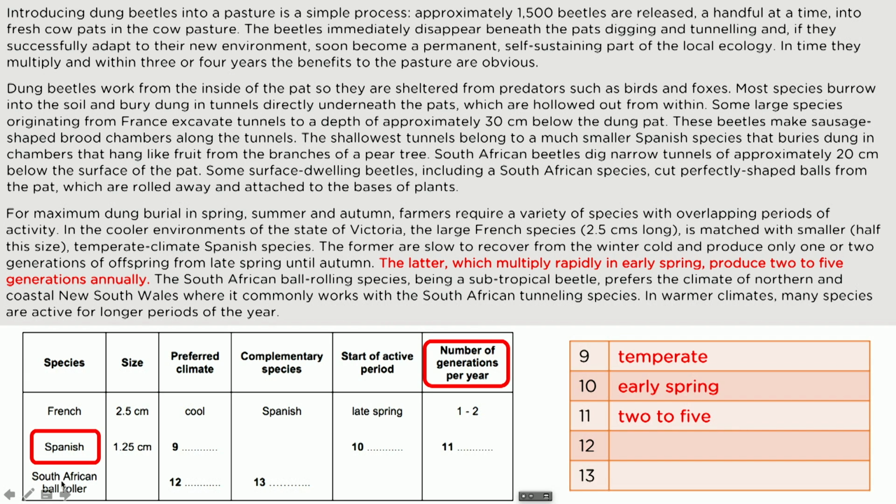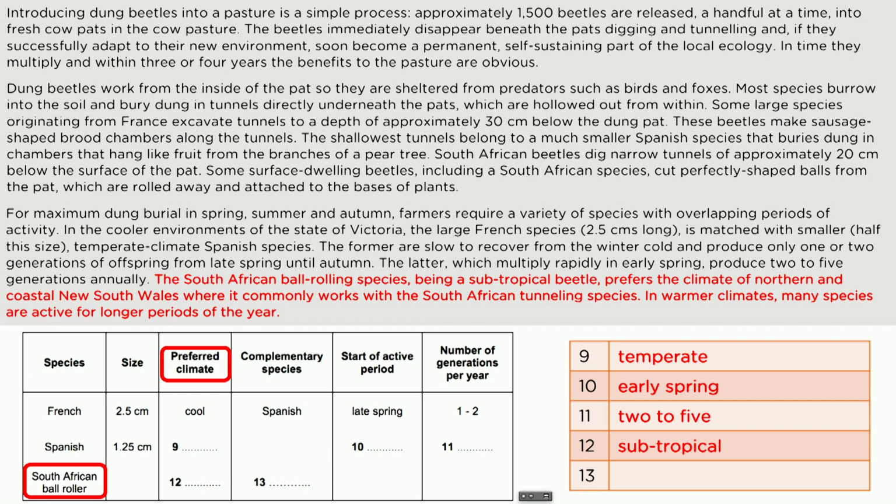Nice. Now we're going to move on to the South African ball roller beetle, and we can see it here, the South African ball rolling species. Cool. So we're going to be looking at this sentence here. What type of climate does it prefer? What type? Not what climate, what type of climate? Hopefully you noted the compound word there, subtropical. And if you got subtropical for number 12, that's extremely well done.